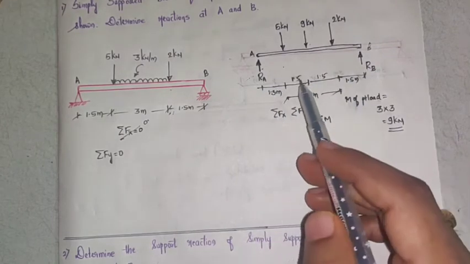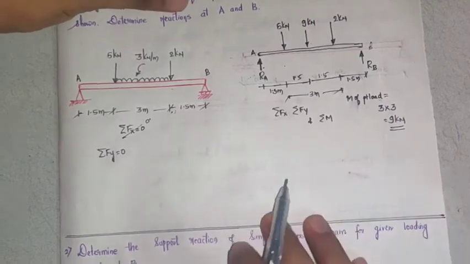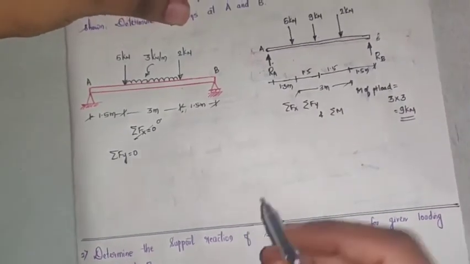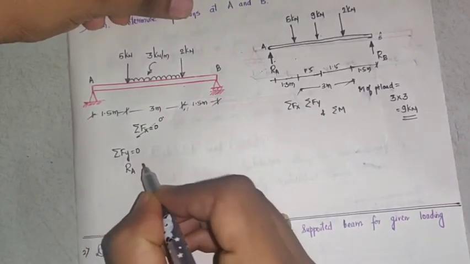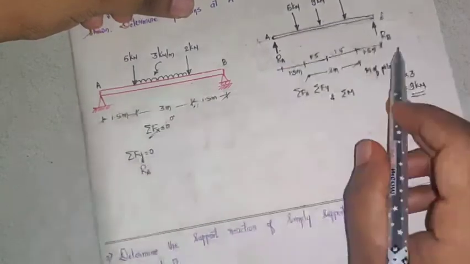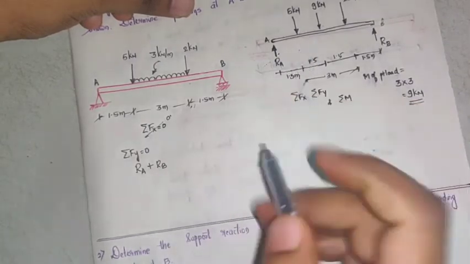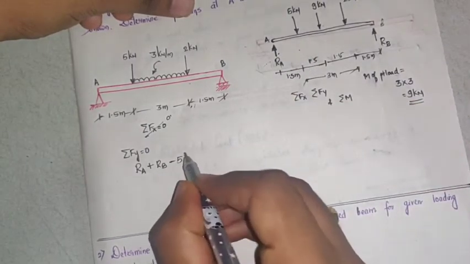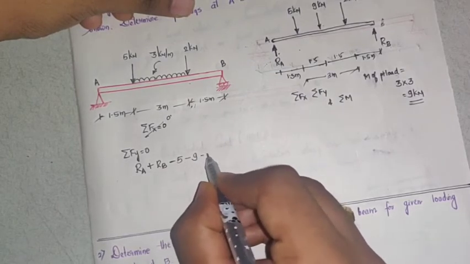Reactions are also a force, but they are termed as resisting force. So there are 5 reactions. So what is the sign convention? Upward we assume positive. So I'll write this as Ra plus Rb, since Rb is also acting upward. Then 5 is acting downward, so minus 5. 9 is also acting downwards, minus 9. 2 is also acting downward, so minus 2.